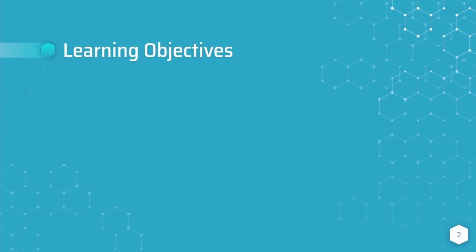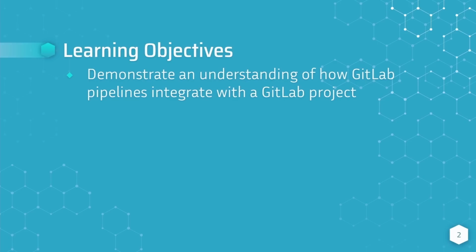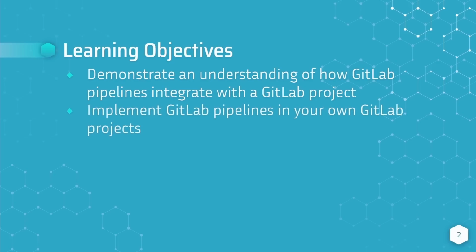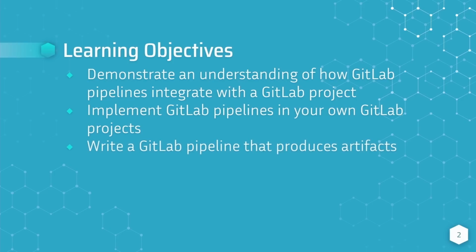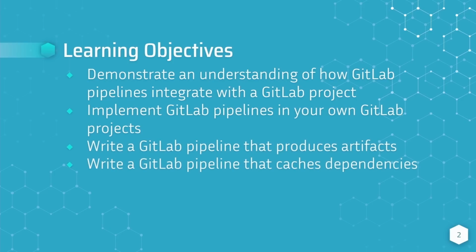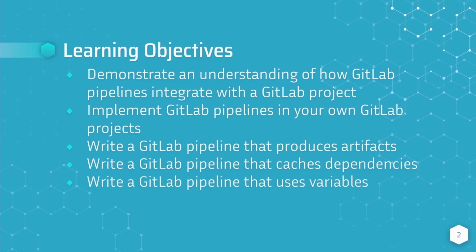Let's review our learning objectives for this module. After completing this module, you should be able to do the following. Demonstrate an understanding of how GitLab Pipelines integrate with a GitLab project. Implement GitLab Pipelines in your own GitLab projects. Write a GitLab pipeline that produces artifacts. Write a GitLab pipeline that caches dependencies. Write a GitLab pipeline that uses variables. And finally, describe the anatomy of a GitLab pipeline.